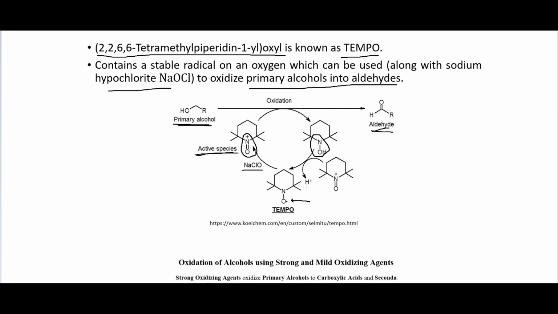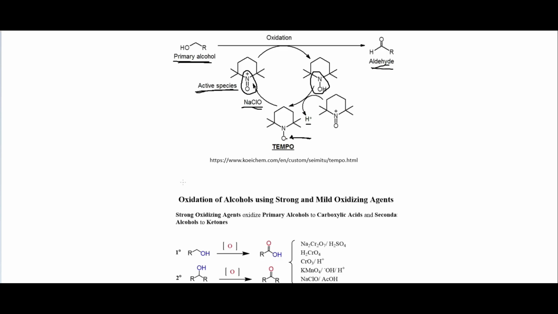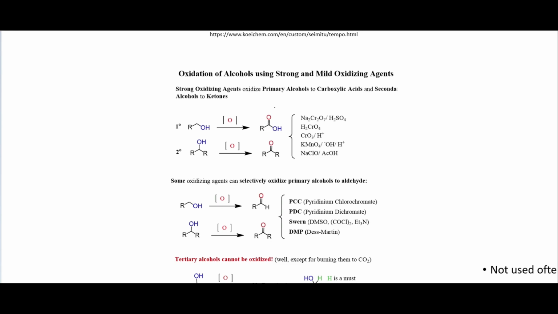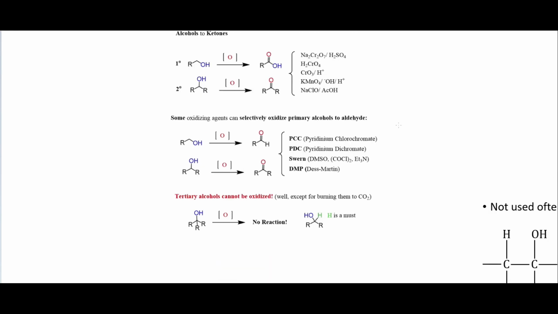So we lose an H+. That gives us this right here with the radical. We bring in the sodium hypochlorite to regenerate the active species there. So this is just a summary of the oxidations we've been talking about, except this one down here is missing the TEMPO that I just talked about.